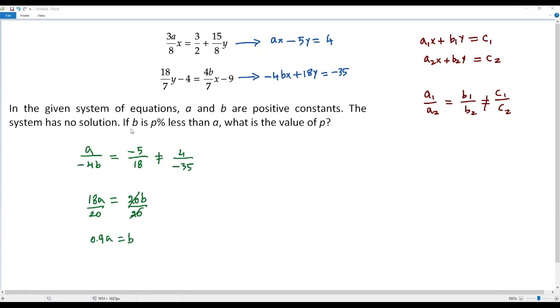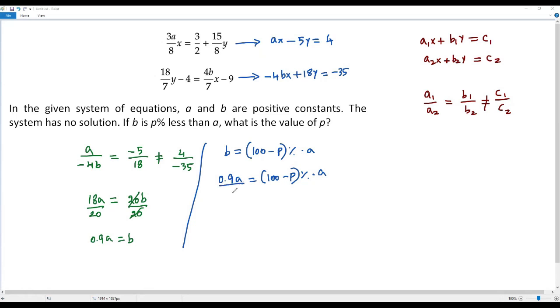Now we can write this as an equation. That is, b equals p percent less than a. Since it is p percent less than a, we have to subtract this p from 100. That is, (100 minus p) percent times this quantity a. So here I have written this statement as an equation. Now for this b, we can plug in 0.9a. Let me plug in: 0.9 times a equals (100 minus p) percent times a.